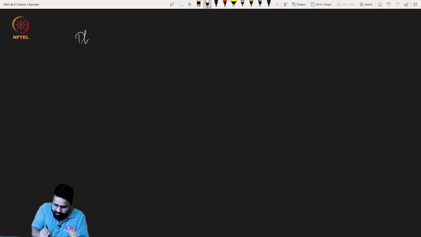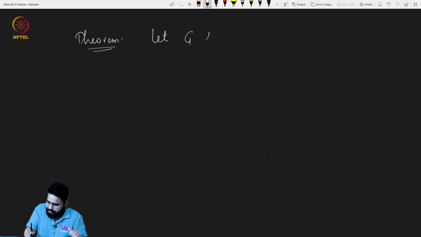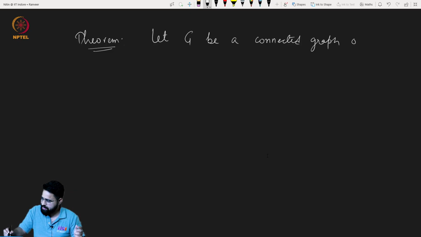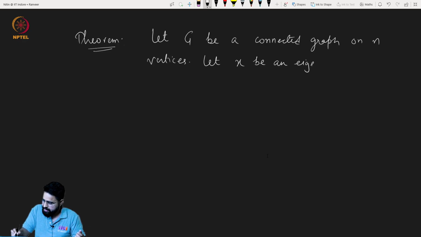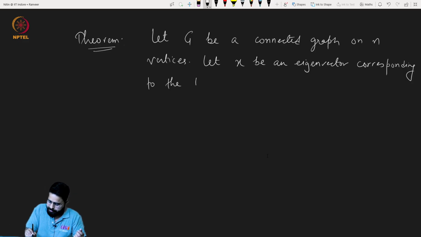Let G be a connected graph on n vertices, and let x be an eigenvector corresponding to the largest eigenvalue.